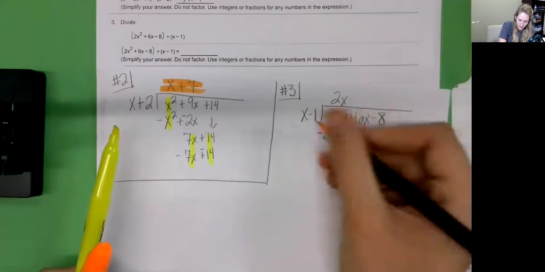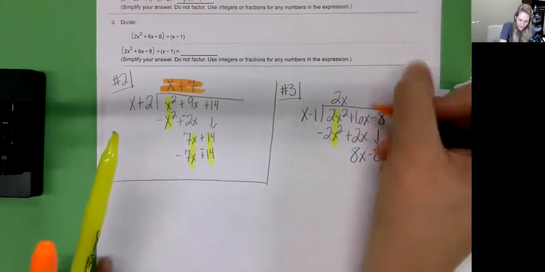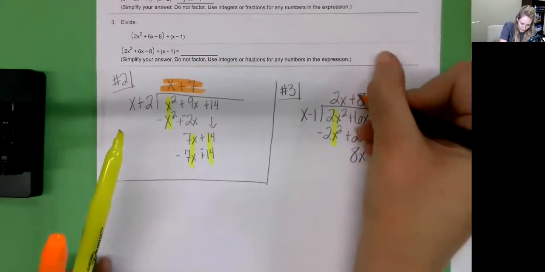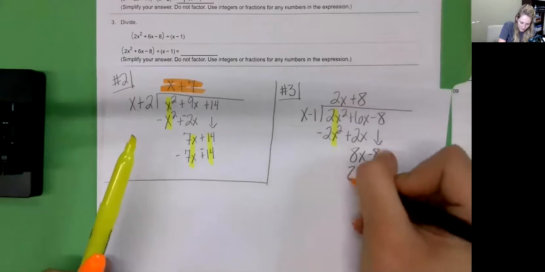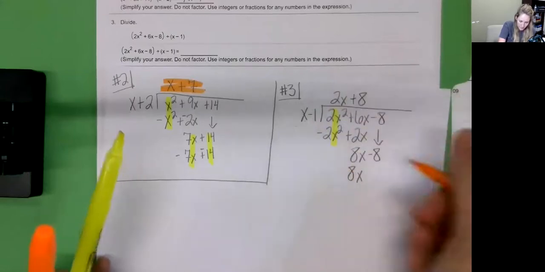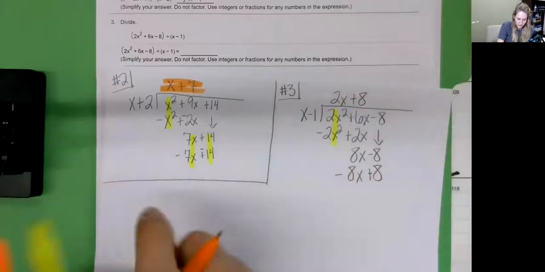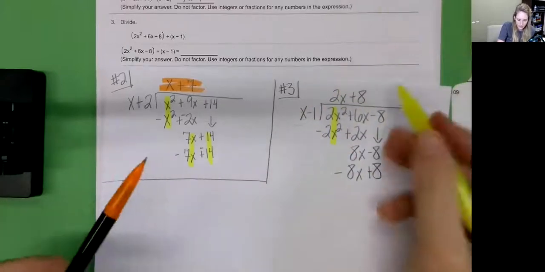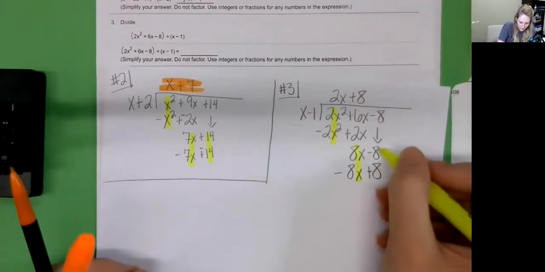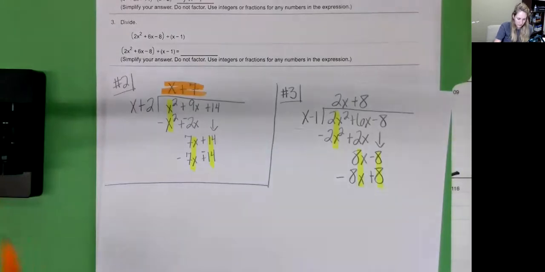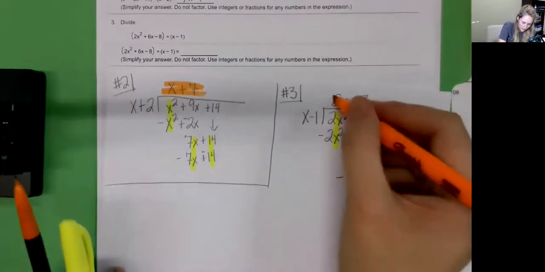Now, x times what will make it 8x? It's going to be positive 8. So 8 times x is 8x. 8 times negative 1 would be subtract 8. Then we're going to change our signs. 8x subtract 8x is 0. Negative 8 plus 8 is also 0. So this is our answer.